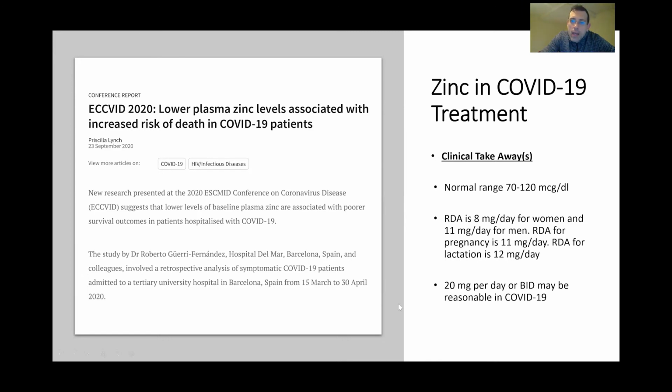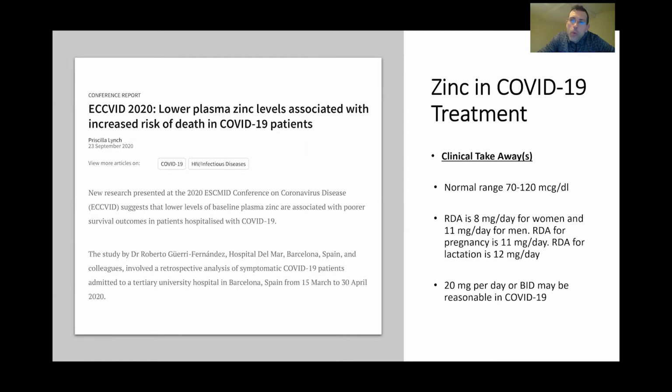The RDA is currently listed here as 8 milligrams a day for women or 11 milligrams a day for men, higher in pregnant women at 11 milligrams per day, and even slightly higher for women who are lactating, at 12 milligrams per day.